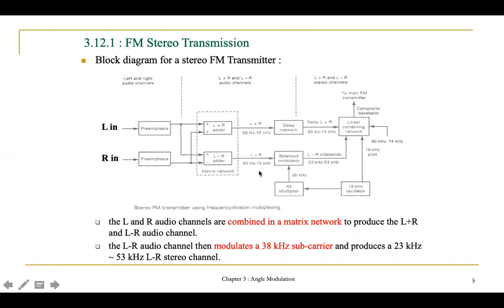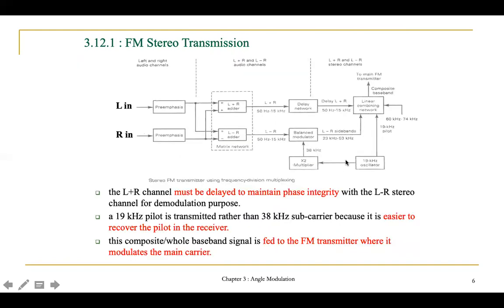The left plus inverted right audio channel then modulates a 38 kilohertz subcarrier and it will produce a 23 kilohertz to 53 kilohertz left plus inverted right stereo channel. While the left plus right channel must be delayed to maintain phase integrity, so that's why you have a delay network here, with the left plus inverted right stereo channel for the modulation process.